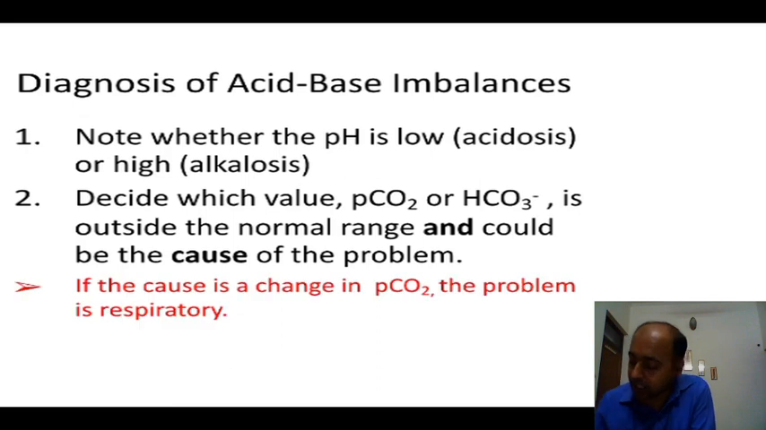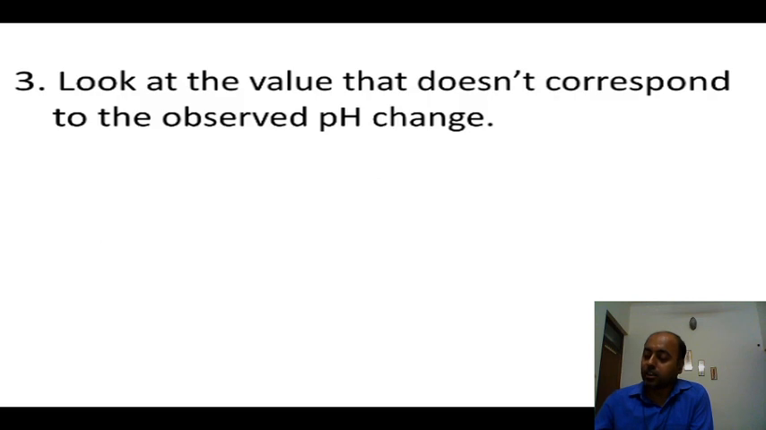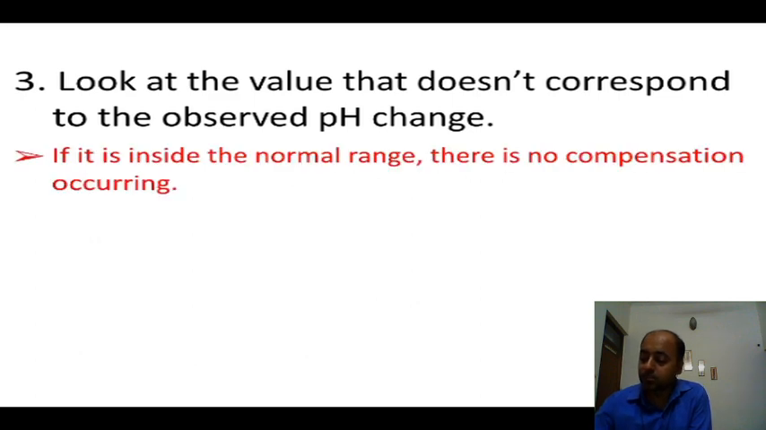Okay, so like I said, if the cause is a change in pCO2, the problem is respiratory. If the cause is bicarbonate, then we label it as metabolic. Finally, look at the value which does not correspond to the change. There are two possibilities: either it is normal. If it is normal, there is no compensation.